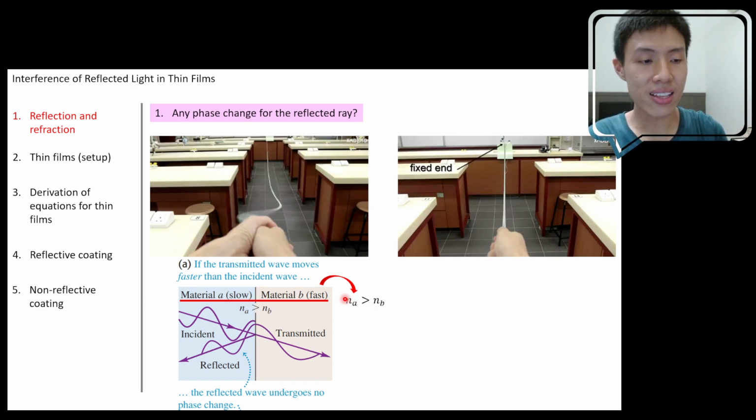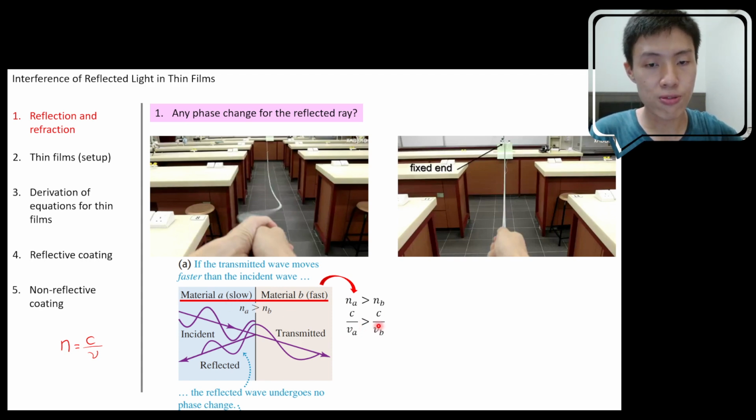Or you can say N is equal to the speed of light in vacuum divided by the speed of light in the material or in the medium itself. So right now you are able to change this N_A over here to be C over V_A, where V_A is the speed of light in medium A, whereas V_B over here is the speed of light in medium B. Now C is the speed of light in vacuum and it's a constant value, 3 times 10 to the power of 8.